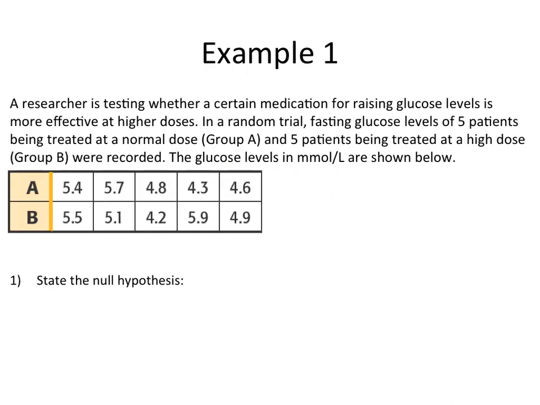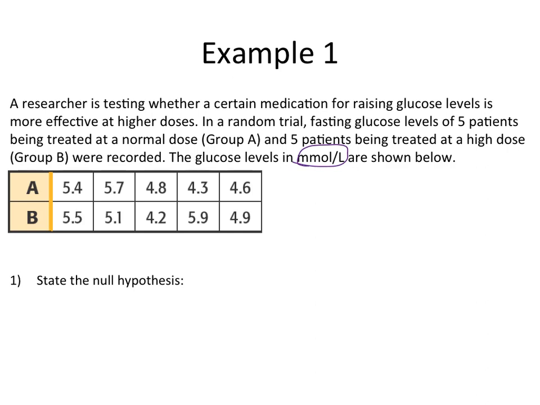So in example 1, a researcher is testing whether a certain medication for raising glucose levels is more effective at higher doses. In a random trial, fasting glucose levels of 5 patients being treated at a normal dose, group A, and 5 patients being treated at a high dose, group B, were recorded. The glucose levels, in I don't know exactly what that unit is per liter, are shown below. State the null hypothesis. Well, the null hypothesis is a statement explaining that there's no difference between the two groups.